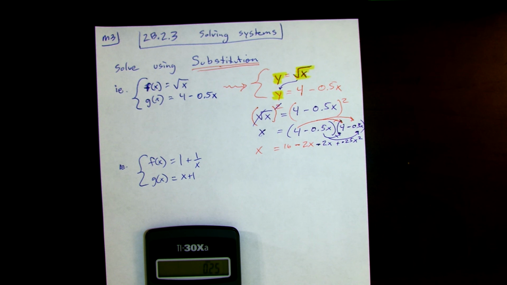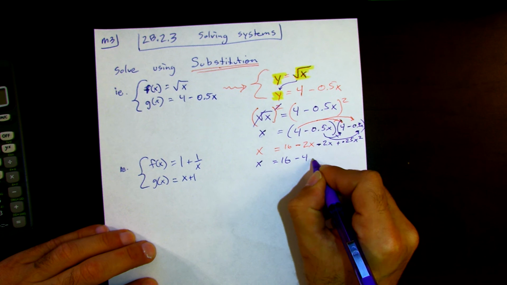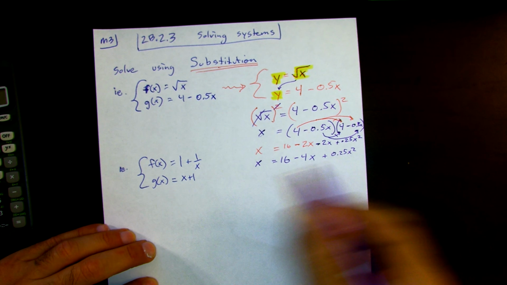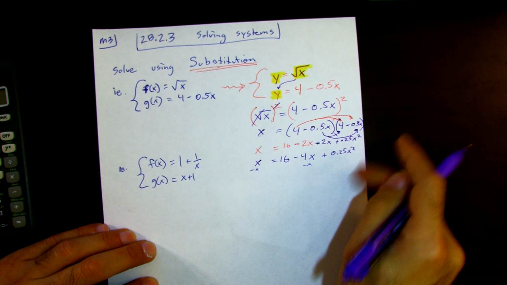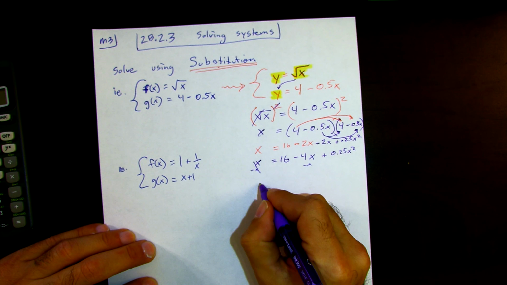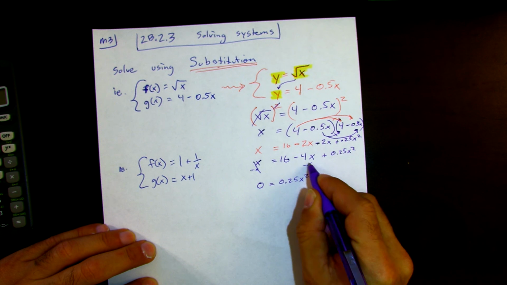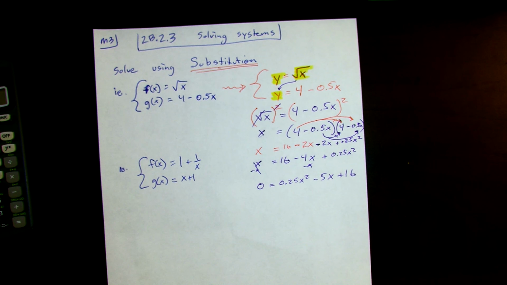All right, so we've done all the distribution. Now let's combine some terms. I'm going to show you a trick or two here. Let's see, minus 4x plus 0.25x squared. Now, I don't really like this. When I move this x over, I'm going to rework the order here. So 0 is equal to 0.25x squared, 4x minus another x, negative 5x, plus 16.